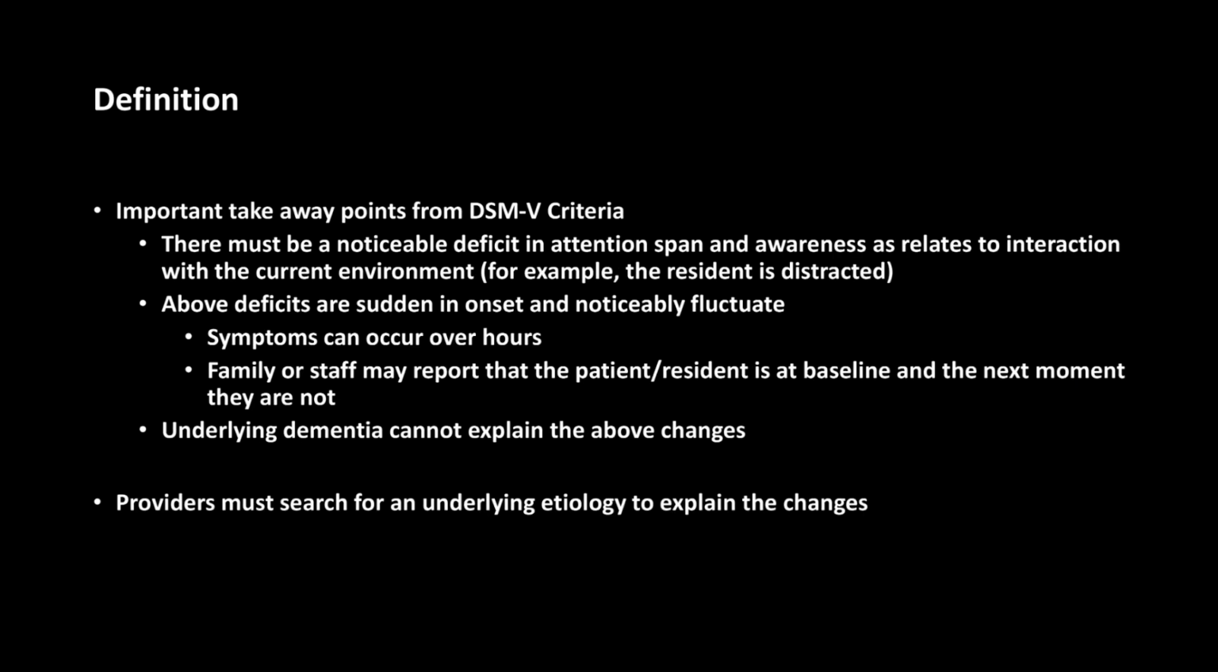To highlight some important takeaways from the DSM-5 criteria, there must be a noticeable deficit in attention span and awareness as it relates to your interactions. These deficits are sudden in onset and noticeably fluctuate. The report that you may have is that symptoms occurred over the course of hours, and that the family or staff is reporting that the patient is at baseline one moment, and the next moment they are not. Another important takeaway point is that the underlying dementia of the patient cannot explain the above changes. You, as the provider, must search for an underlying etiology to explain the changes that are occurring within the patient.